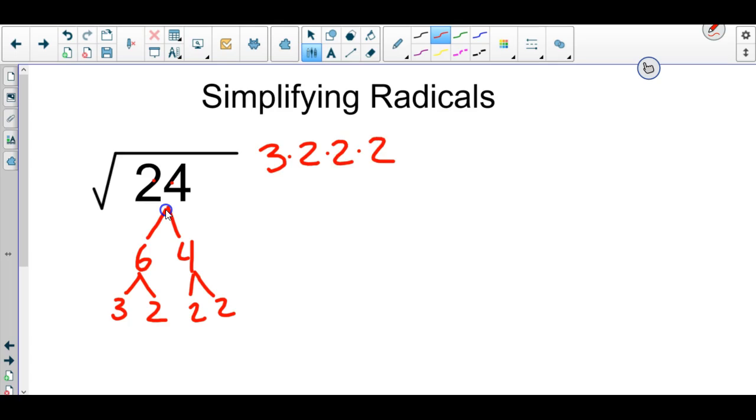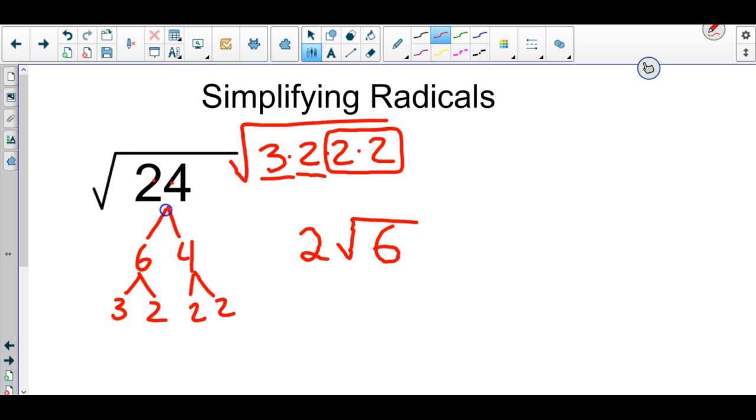What we look for here is pairs of numbers. I have a pair of 2's here. If I have a pair of numbers, that brings a 2 outside of my radical, outside of my square root. The single numbers, in this case 3 and 2, which multiply to give me 6, stay in our radical. Now the reason for this is actually the square root of 3 times 2 times 2 times 2. Well, 2 times 2 is 4, and the square root of 4 is 2. The square root of 6 cannot be simplified, so that's why it stays in.